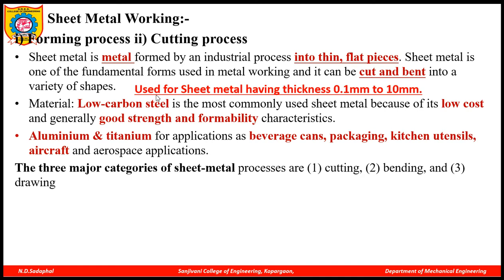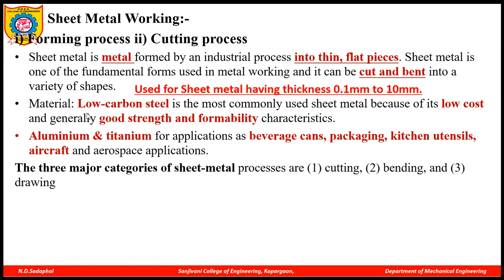Now, sheet metal can be used for thicknesses of 0.1 mm to 10 mm. So the thickness of the metal sheet varies from 0.1 mm to 10 mm. Only for that particular sheet metal can this process be used.